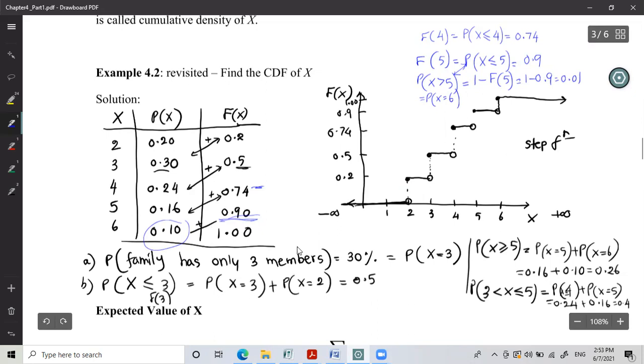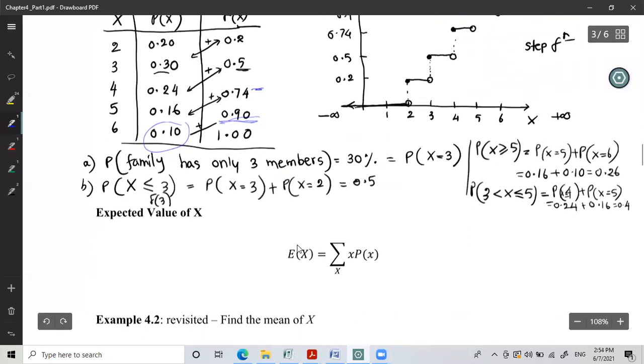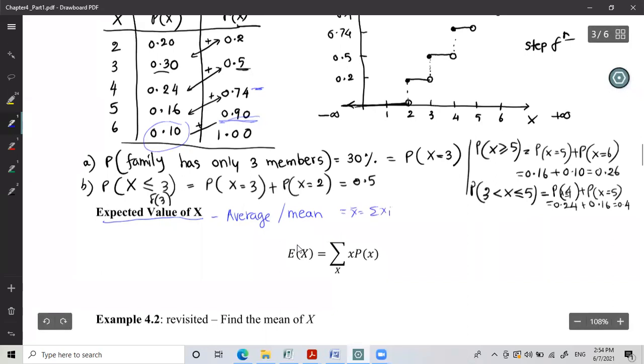The next thing that we can find using a PMF like this is the expected value of X. Expected value is another term for the average or the mean. Okay, you know how to find the mean. That is X bar, sum of Xi divided by N. Now, when you have a distribution like this in a table, there's another simple way that you can calculate the mean or the average, or usually with the distribution, we use the word expected value, E(X). So how do you find the E(X)?